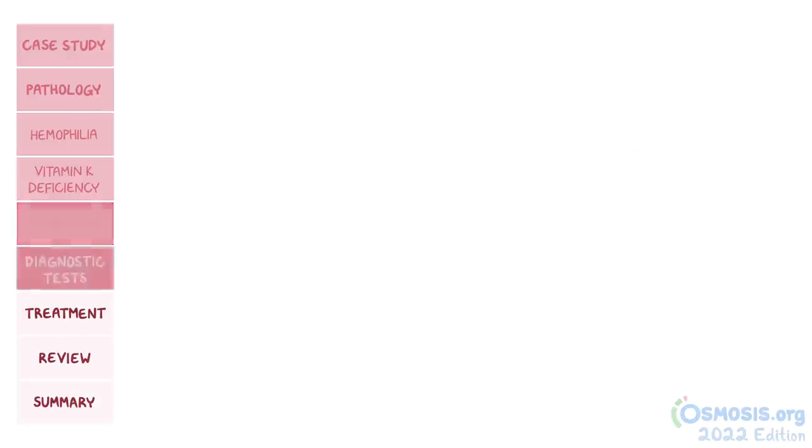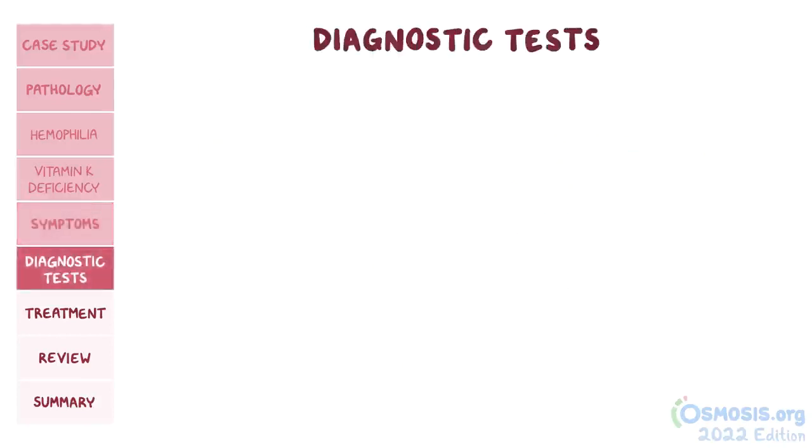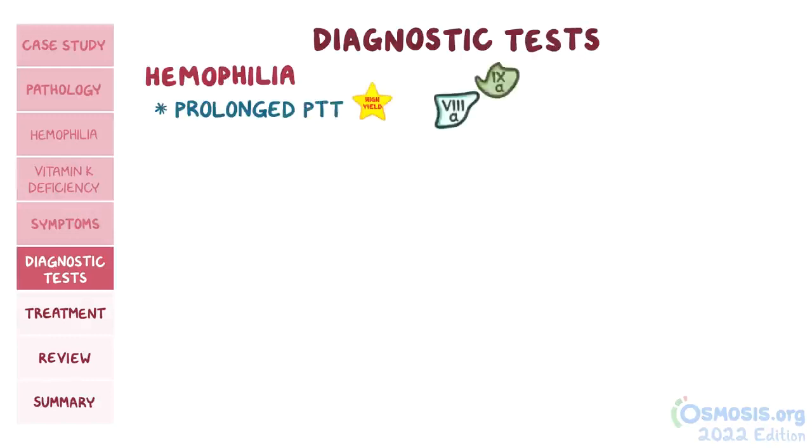Alright, now let's switch gears and look at diagnostic tests. People with hemophilia often have a prolonged partial thromboplastin time, or PTT, since factors 8, 9, and 11 are part of the intrinsic pathway.